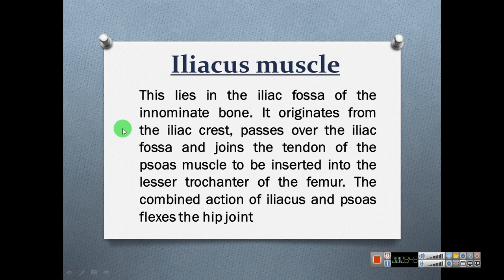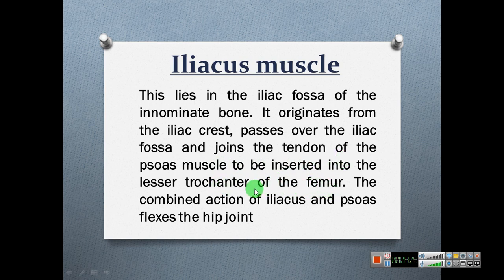Iliacus muscle. This lies in the iliac fossa of the innominate bone. Do you remember where the innominate bone is? It originates from the iliac crest, passes over the iliac fossa, and joins the tendon of the psoas muscle to be inserted into the lesser trochanter of the femur.